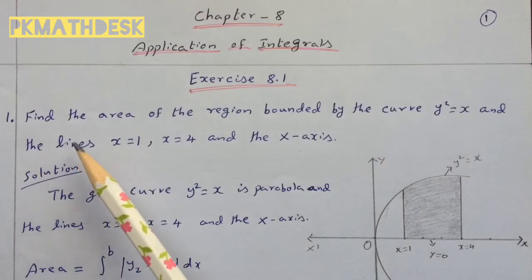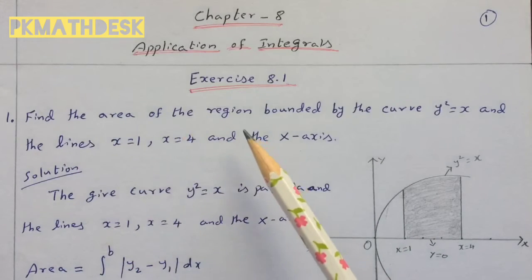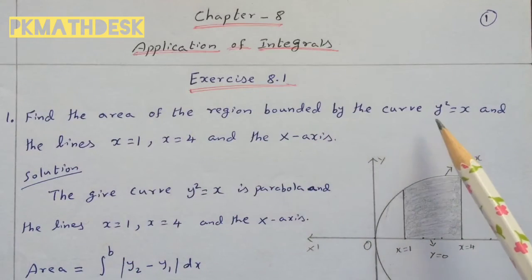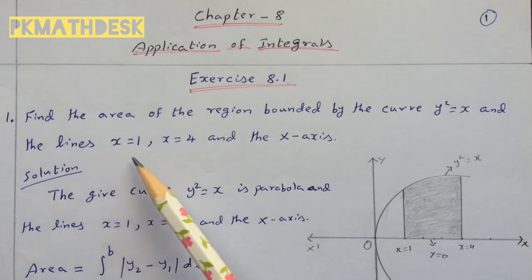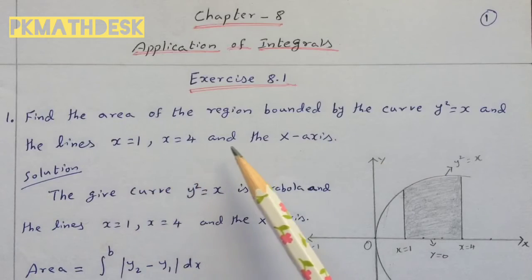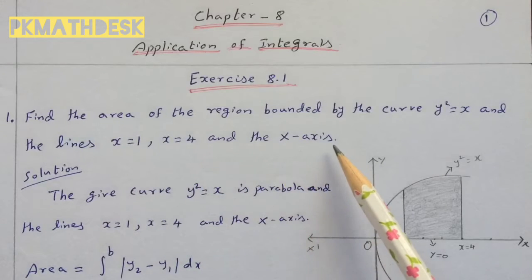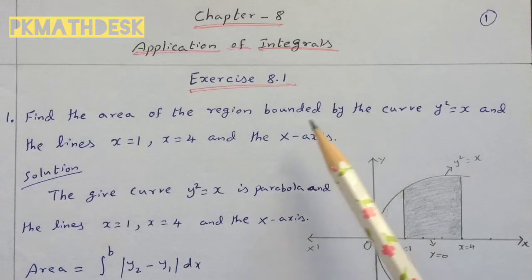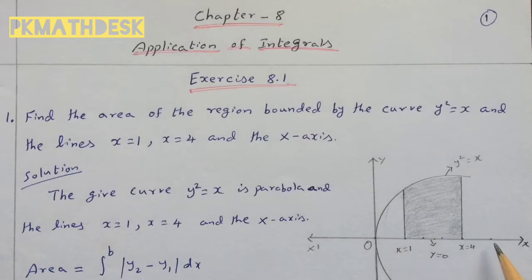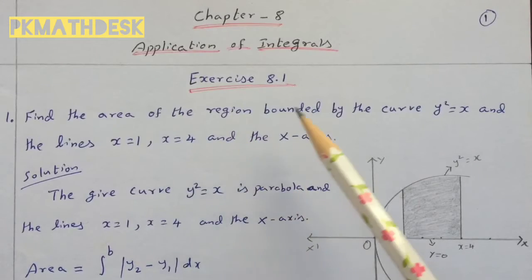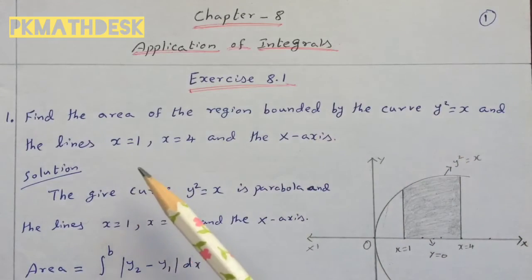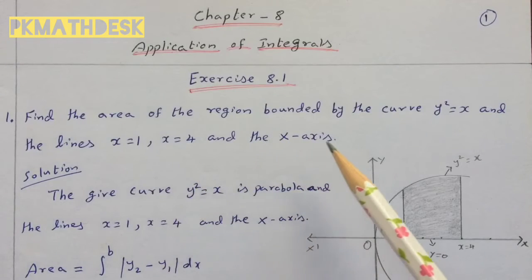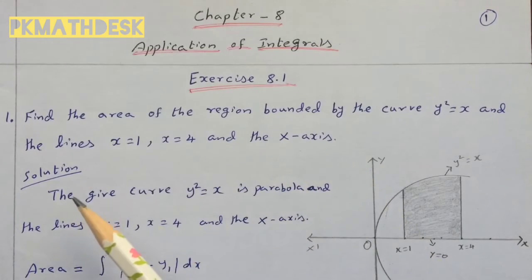First question: find the area of the region bounded by the curve y square equal to x and the lines x equal to 1, x equal to 4 and the x-axis. X-axis means y equal to 0. The given curve is y square equal to x, and the lines x equal to 1, x equal to 4 and the x-axis. Now see the solution.